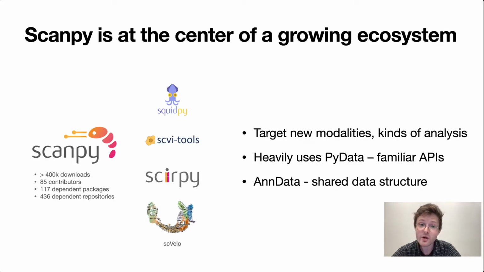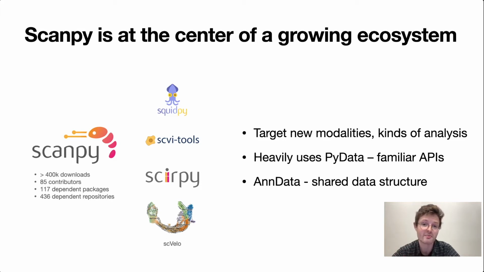Scanpy is now at the center of a growing ecosystem for single-cell analysis in Python. It has over 400,000 downloads, a healthy community of contributors. Additionally, there's over 100 dependent packages as measured by GitHub. A lot of tools in this ecosystem do things like address new kinds of modalities or have new ways of modeling the data. I think there are two things that are making this ecosystem successful. First is heavy use of the PyData ecosystem. You have all this great stuff to build on, and a lot of our users are already familiar with these APIs. The second is that we define this core data structure that represents the whole data set that makes moving it around between different tools quite easy.